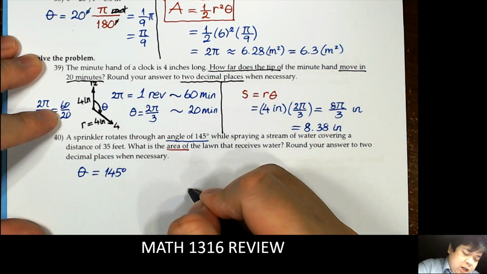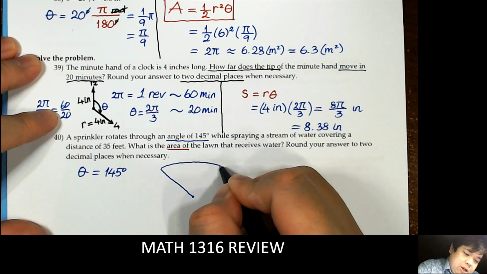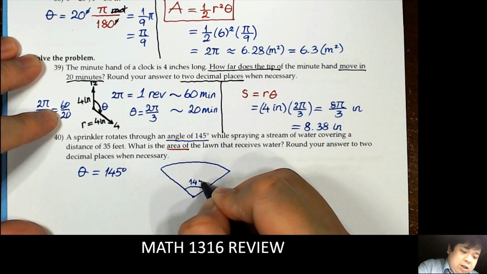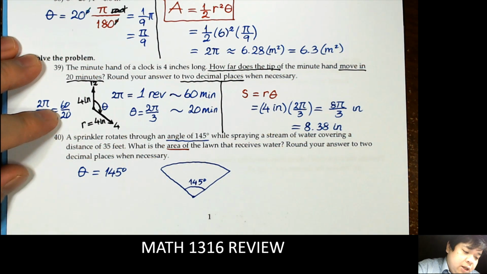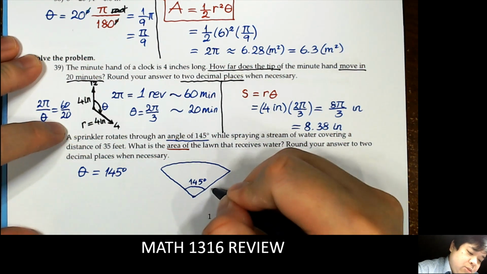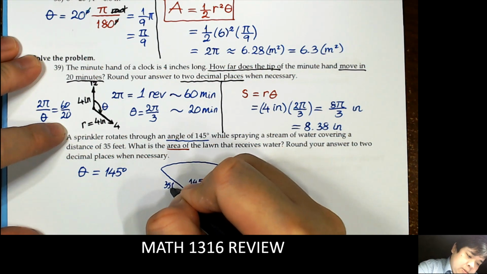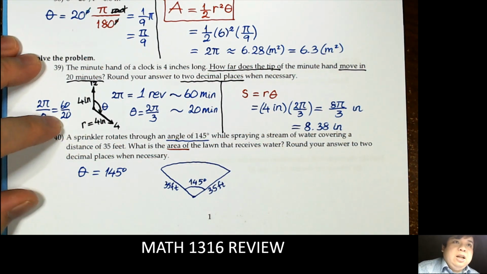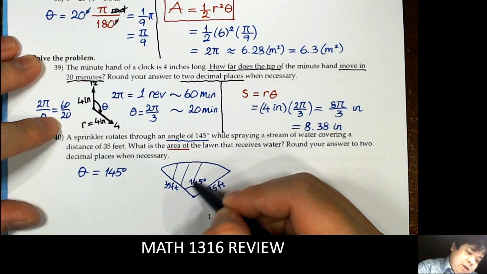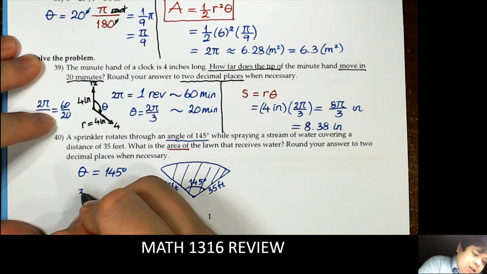So the sprinkler looks like this, and it rotates an angle of 145 degrees, and the stream of water covering the distance of 35 feet. So it rotates in that sector. And as for the area, this area, so 35 feet, of course, is the radius.